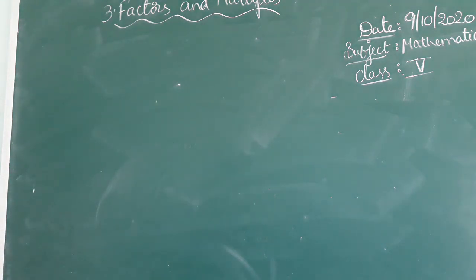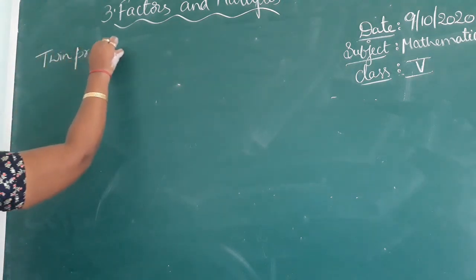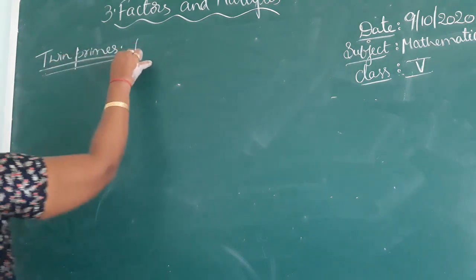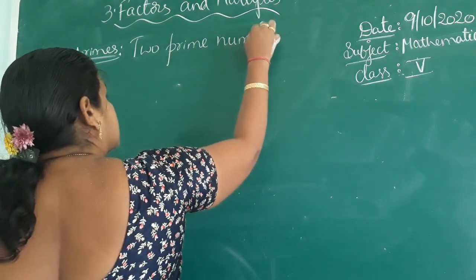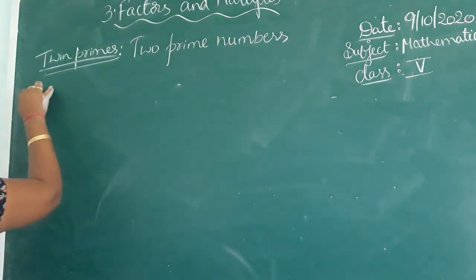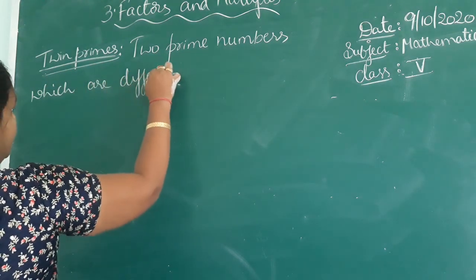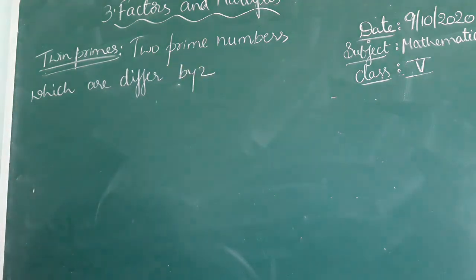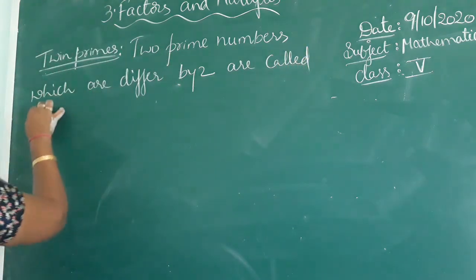What are meant by twin primes? Two prime numbers which differ by 2 are called twin primes.